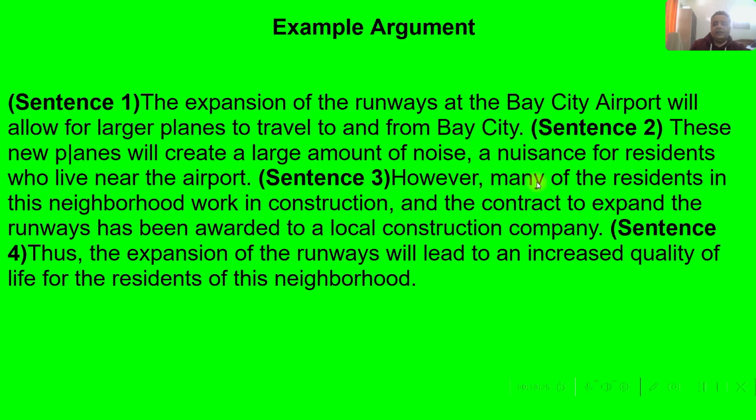It says many of the residents in this neighborhood work in construction, and the contract to expand the runways has been awarded to a local construction company. So obviously the author means to say that many of the residents are working in construction, and the contract to expand the runways has been awarded to a local construction company. By this the author means that it will create a lot of job opportunities for the local residents. So that's how it will increase the quality of life of the residents. So that's why sentence 3 is the premise.